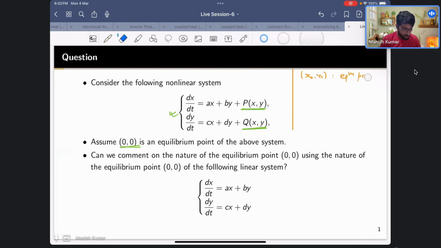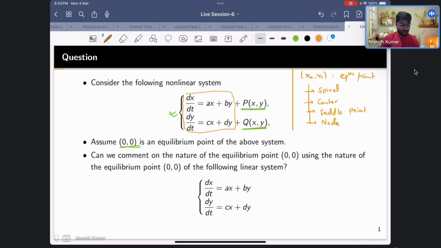We classified it into four types: a spiral, a center, a saddle point, and the notion of a node. We defined what these points are, and for the linear system we even characterized them using the eigenvalues of the linear system. Today, looking at the linearized part, we are considering the (0,0) equilibrium point.